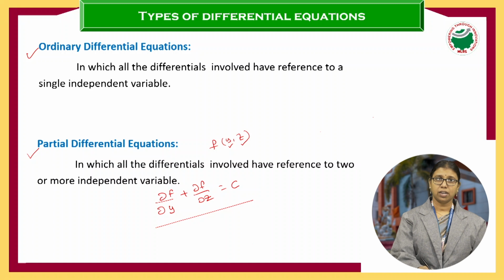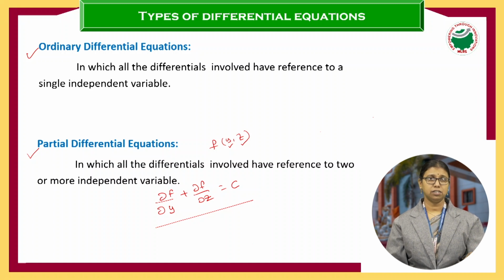So these two are different types of differential equations based on the number of independent variables. One is the ordinary differential equation, that means it has only one independent variable. A partial differential equation means it has more than one independent variable.